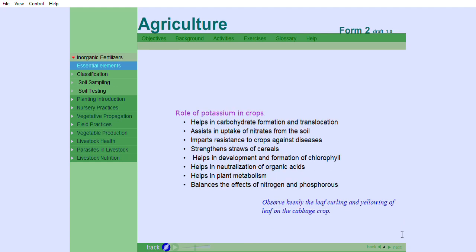Role of potassium in crops: helps in carbohydrate formation and translocation, assists in uptake of nitrates from the soil, imparts resistance to crops against diseases, strengthens straws of cereals, helps in development and formation of chlorophyll, helps in neutralization of organic acids, helps in plant metabolism, and balances the effects of nitrogen and phosphorus.